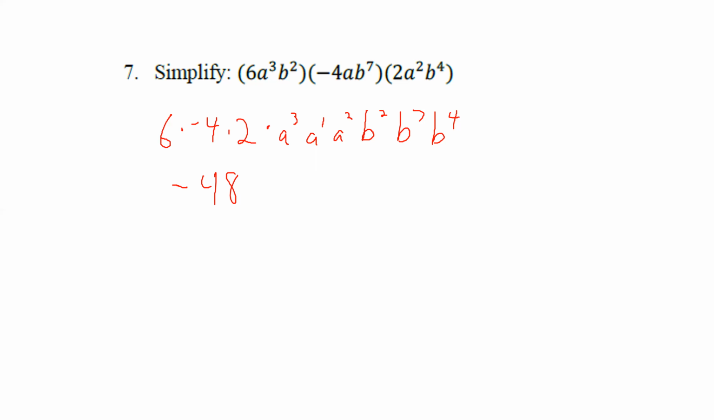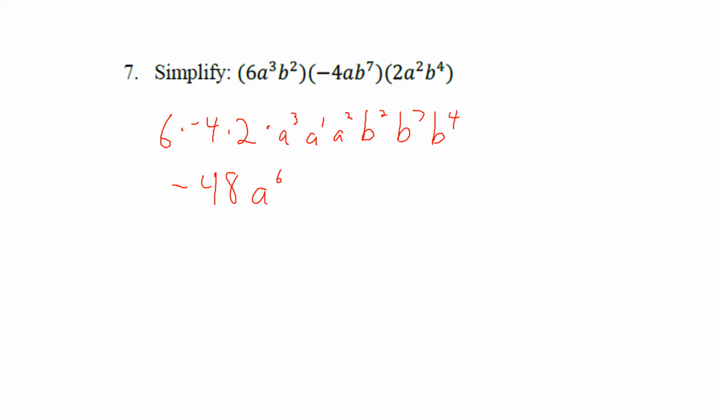The a values, we have a to the 3rd, a to the 1st, a to the 2nd. Again, adding all those exponents up. I added the 1 on that middle a value because we still have to add it. There's 1 a there, and it's easy to forget about that one since it didn't have an exponent. So 3 plus 1 plus 2 is a total of 6. So we have 6 a's, or a to the 6th.